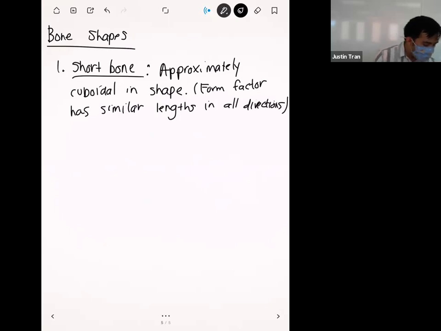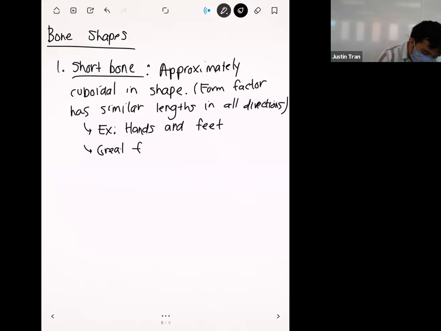Okay. And so some of the most prominent examples of short bones in your body are in your hands and feet. And their structure basically allows them to glide past each other really easily. And they also are great at shock absorption too.